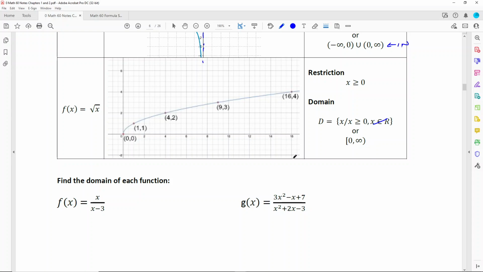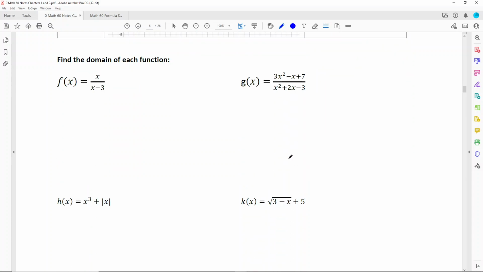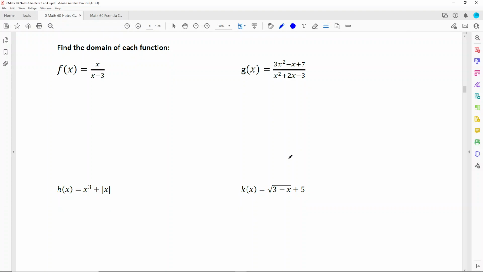Okay, so how do we do this? Well, you're going to look at your equations. First off, I want to identify which equations are going to have restrictions in the domain. The conditions are there should be a radical and/or a denominator where there's an x in the denominator. So if you look at this guy, there's a restriction. There's an x in the denominator. If you look at this guy, there's a restriction. There's an x in the denominator.